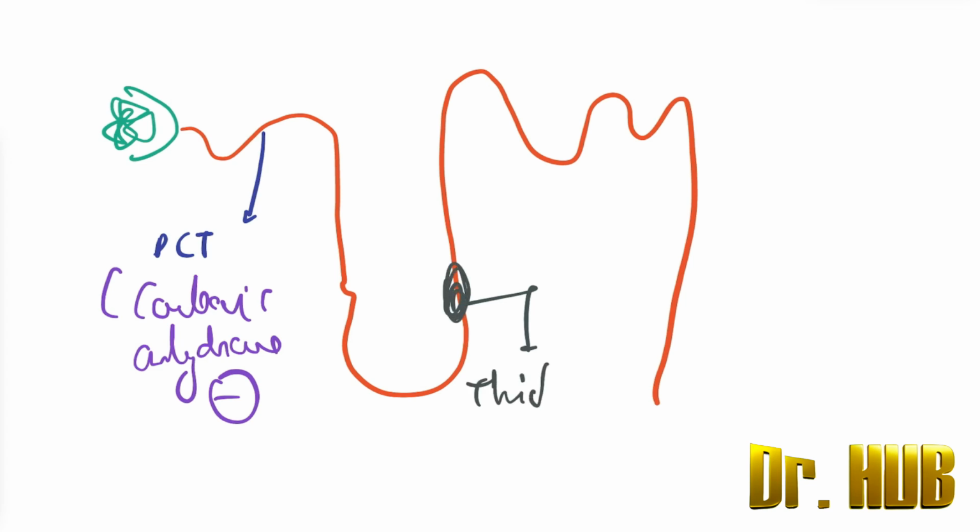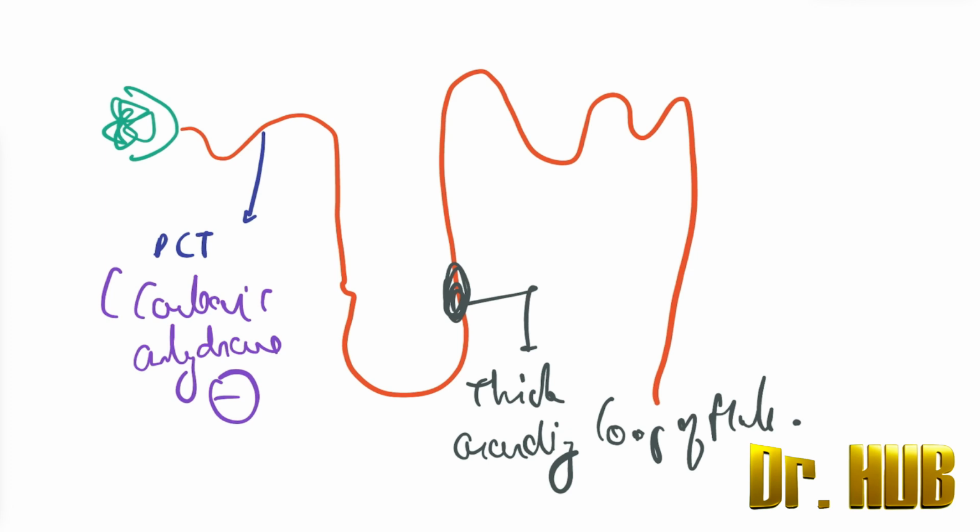Then we look at the thick ascending loop of Henle. In the thick ascending loop of Henle, what plays a role is the loop diuretics. Then this is the DCT, and under the DCT the thiazide diuretics act.